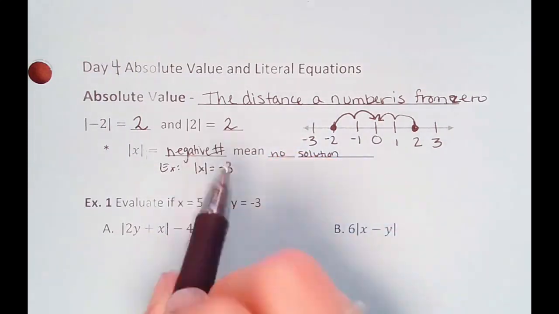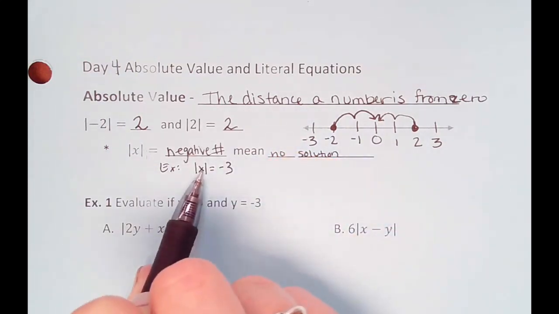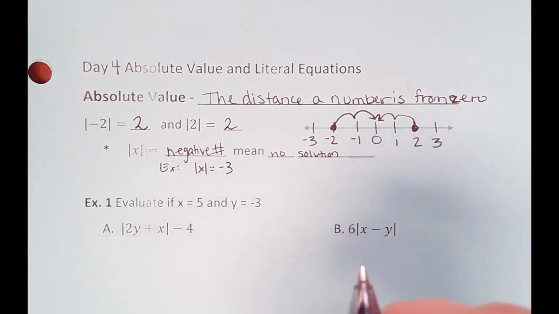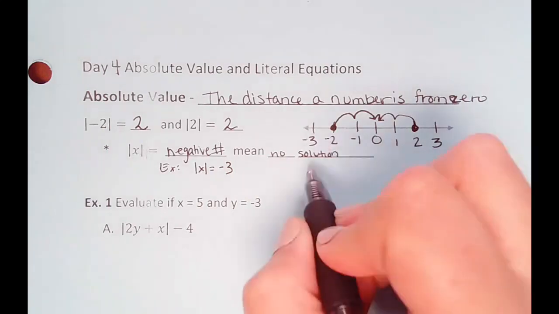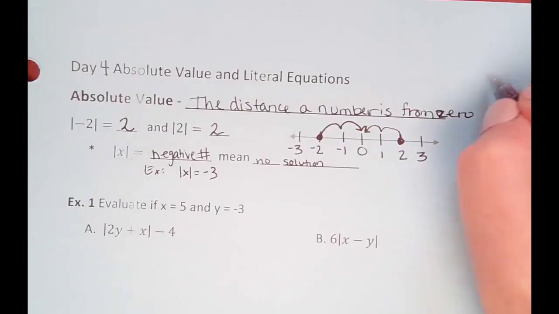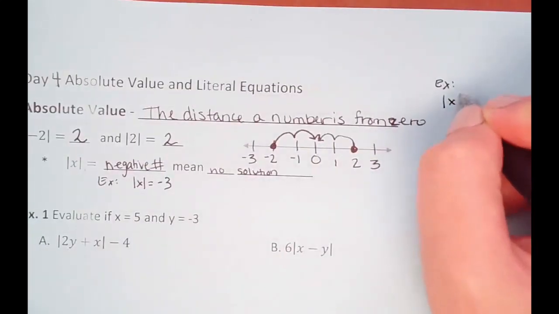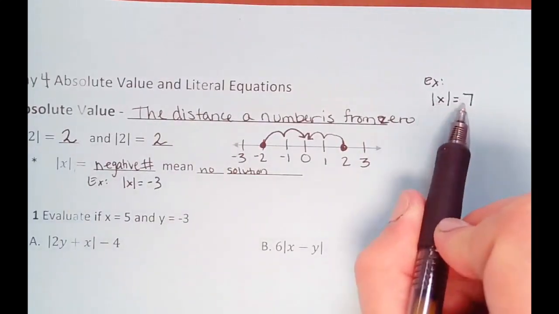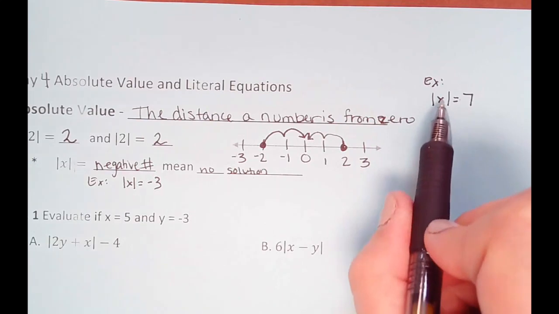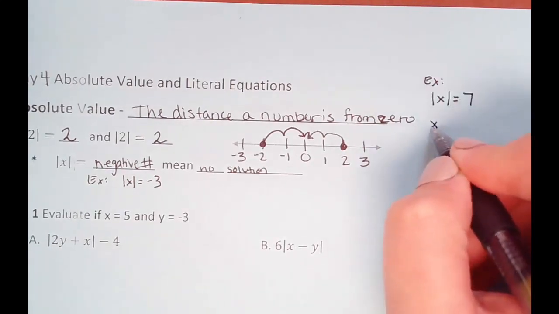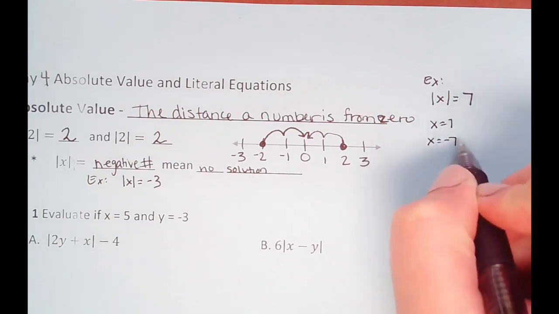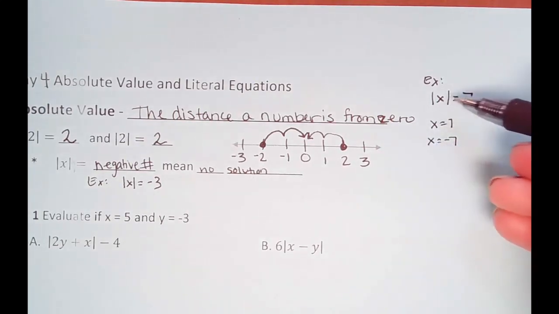Now I could say the absolute value of x equals 7. Well, absolute value of what number is 7? I have two options. Absolute value of 7 is 7. So x could be 7, or x could also be -7 because the absolute value of -7 is basically saying what number is 7 spaces from 0? Well, 7 and -7.